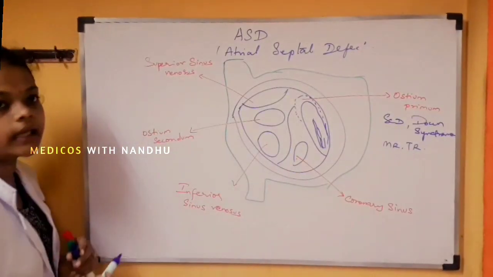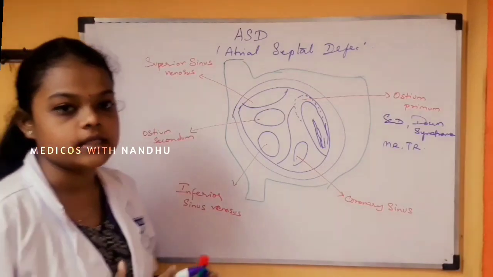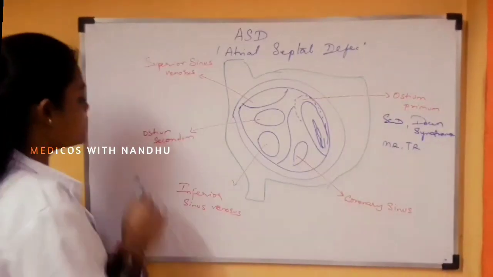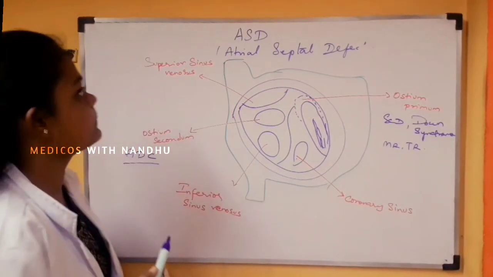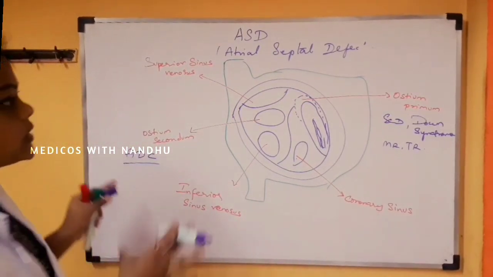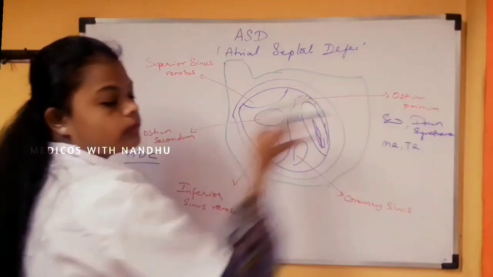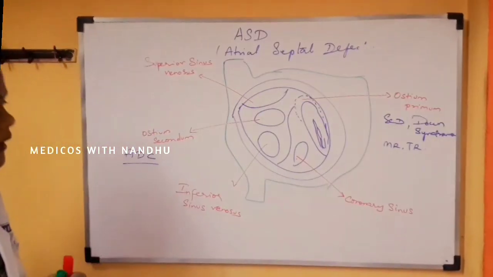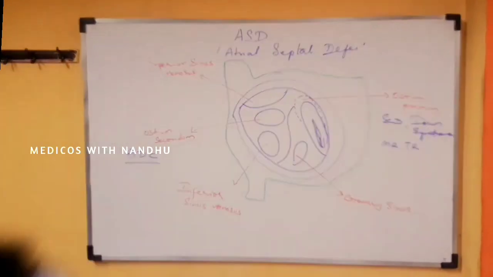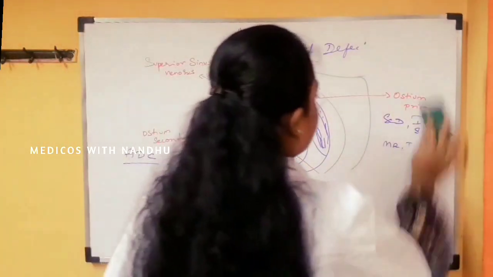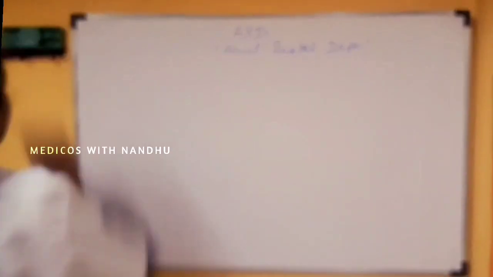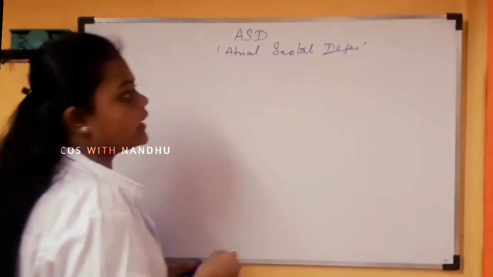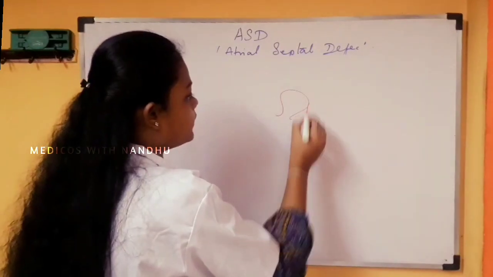And coming to ostium secundum, it is also a type of ASD and it is transmitted as an autosomal dominant condition. Okay. So this was the peculiarity of ostium primum and ostium secundum. Coming to pathophysiology, here I want to draw the same diagram first.